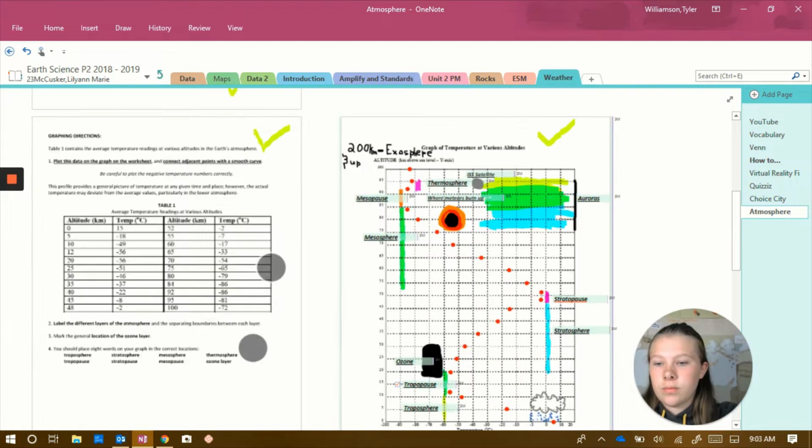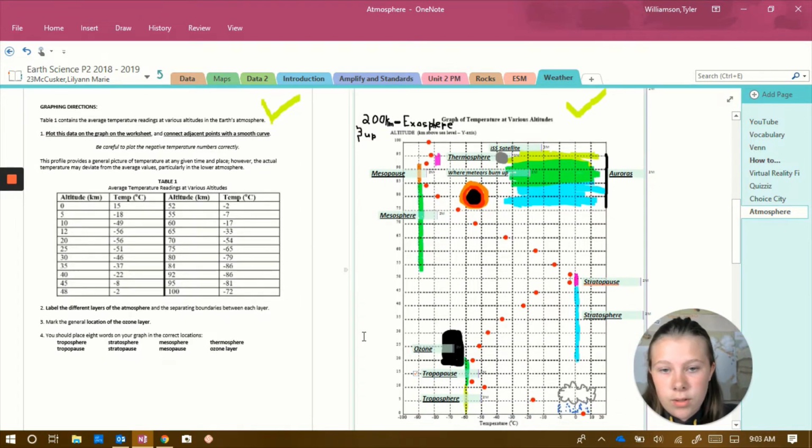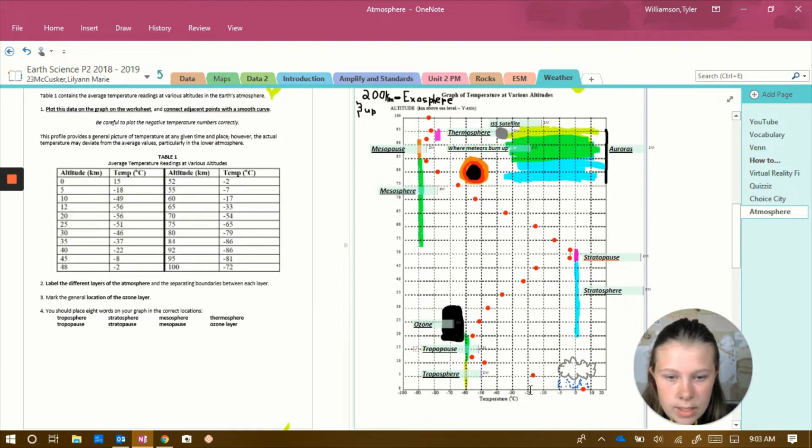So you start with an altitude of 0 kilometers and a temperature of 15. If you look right here, this is the altitude. It goes from 0 to 100, and then the temperature from negative 100 to 20. So the first one, you would start at 0 because it's 0 altitude, and then you would go over and find 15, and place that about where you think 15 is.